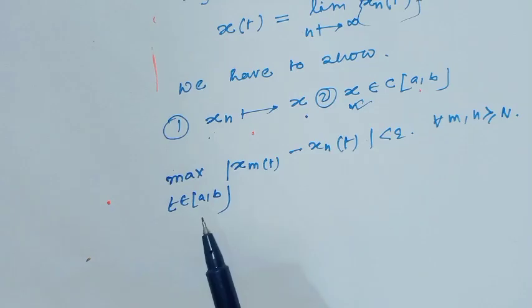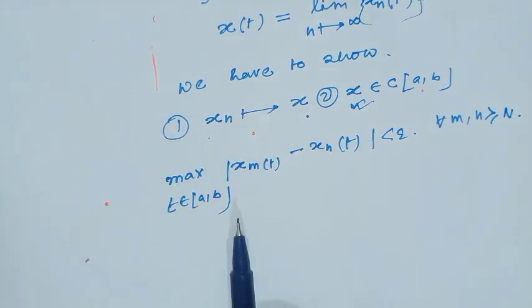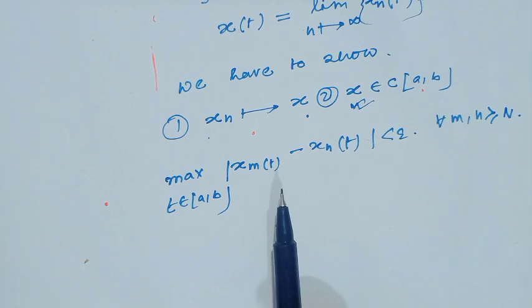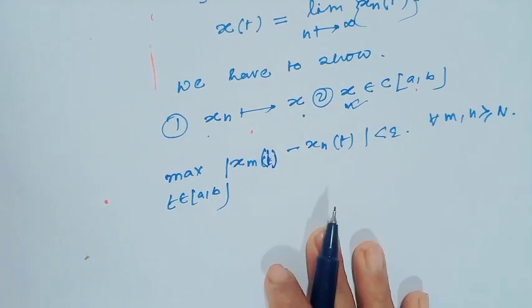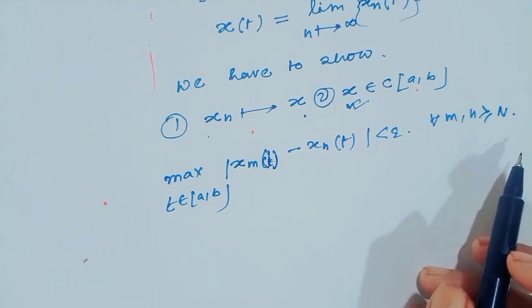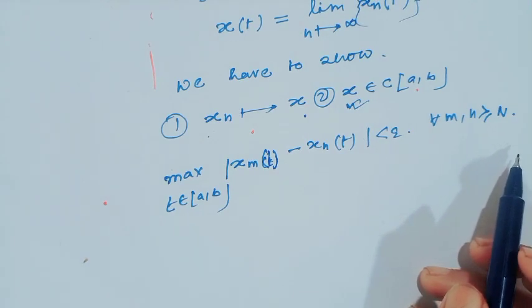Since the maximum over t belongs to [a, b] of absolute value of x_m(t) minus x_n(t) is less than epsilon, and this is true for all m, n greater than N.